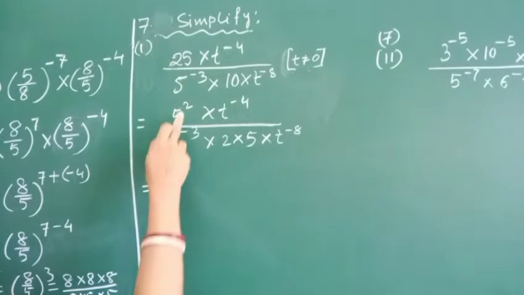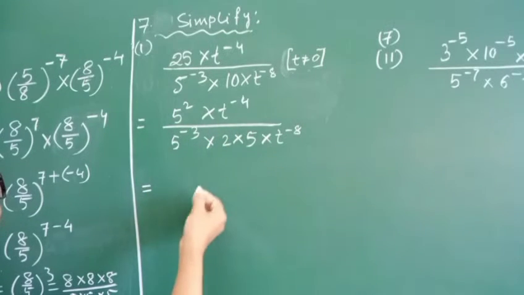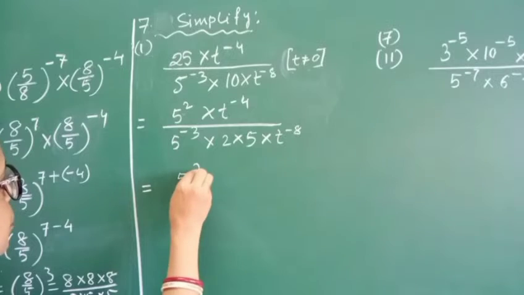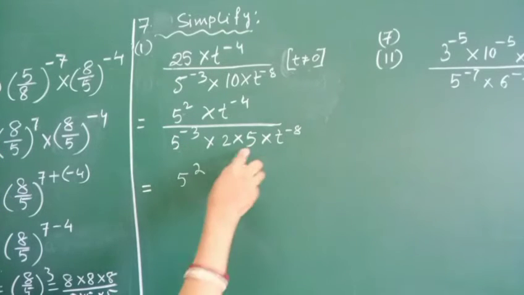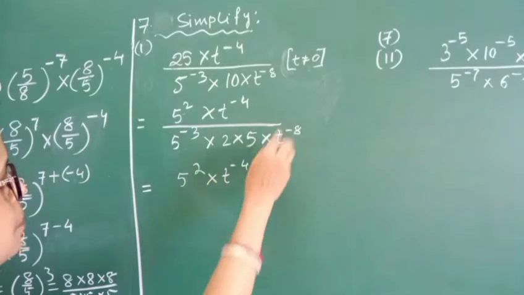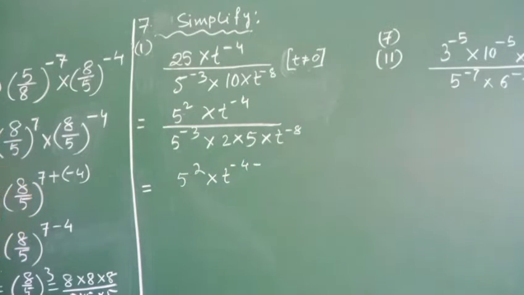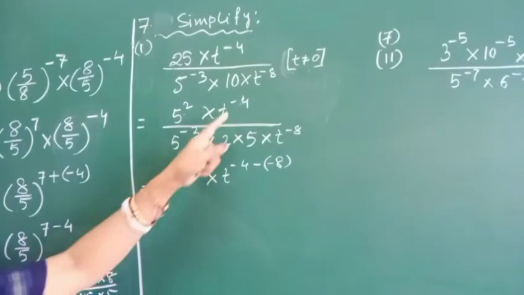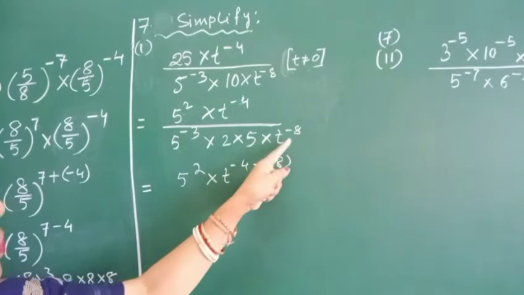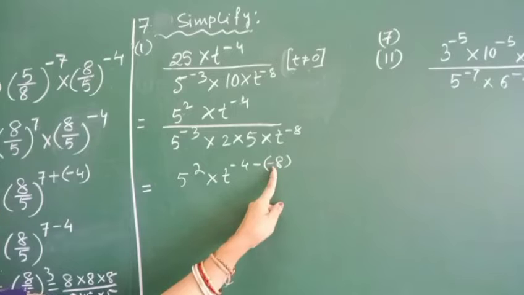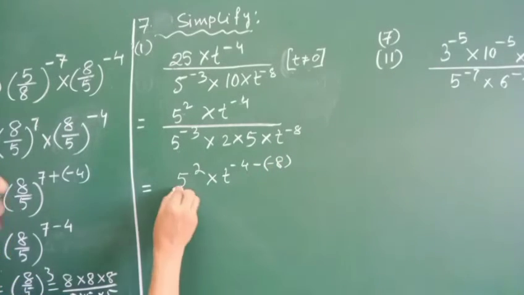Next, as we have to follow the law of exponents, 5 to the power 2. Keep it as it is, 5 to the power 2, because there is 5 to the power minus 3 and 5 is here. We will do again t to the power minus 4, and this minus 8 will go because it is division, so minus, and then minus 8. t to the power minus 4 divided by t to the power minus 8, because of division, so minus sign. What you have to divide? Minus 8. So minus 8 you will write inside the bracket.